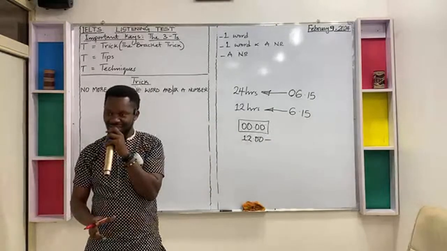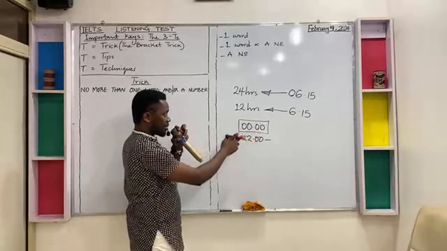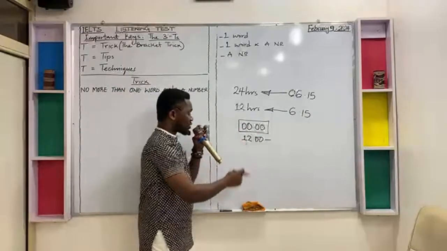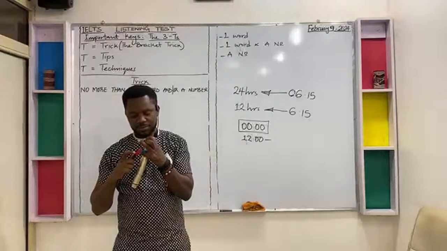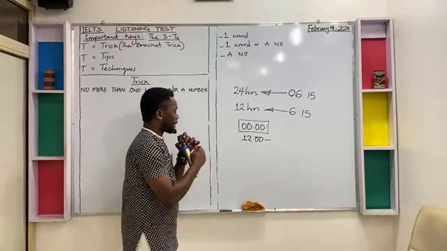Do you understand this? The 12:00 is afternoon. Yes, this 0000 is morning, but 1200 is afternoon. Please, do you understand? Yes, sir.